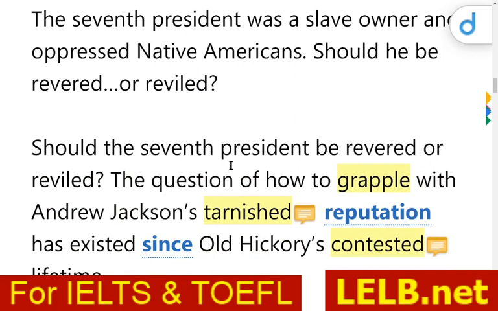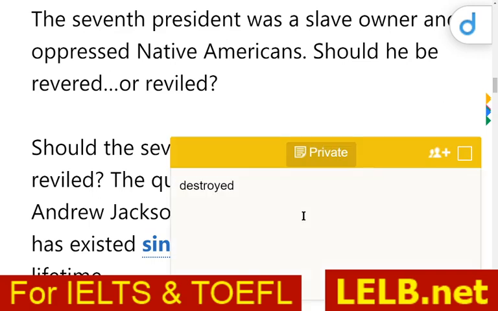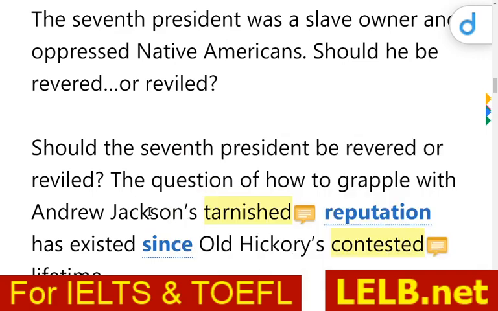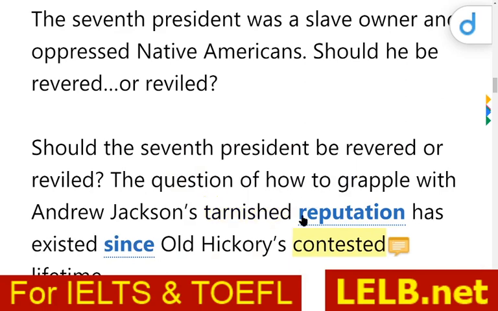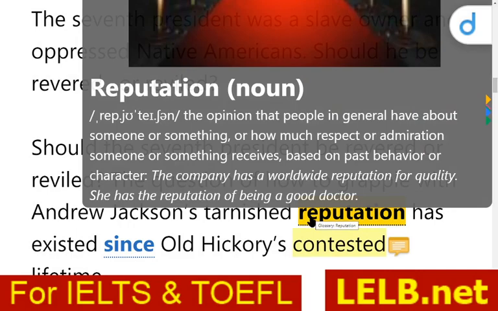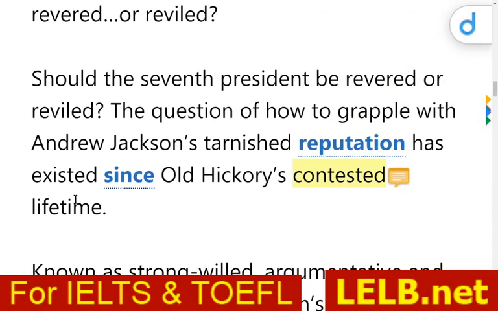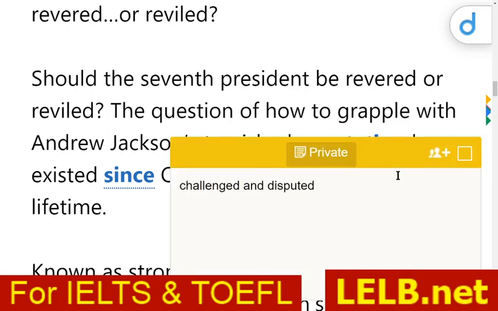The question of how to grapple with. Grapple means to struggle and even wrestle, struggle physically or mentally with Andrew Jackson's, the 7th president of the United States, tarnished reputation. Tarnished means destroyed and shattered. Okay, tarnished reputation. Reputation means fame, popularity. Has existed since or from old history's contested lifetime. Contested means challenged, challenged and disputed.